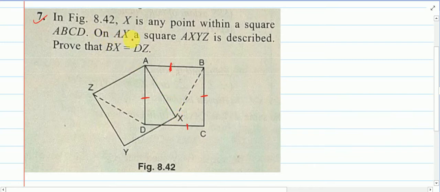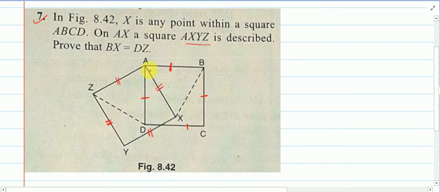Next, on AX, a square AXYZ is described. So we have got one more square, that is AXYZ. That means this side AX will be equal to, you know that sides of a square are equal. So since AXYZ is a square, all sides are going to be equal. So that's why I have put two lines, okay, just to denote that they are equal, and a single line for this ABCD one, these are equal.